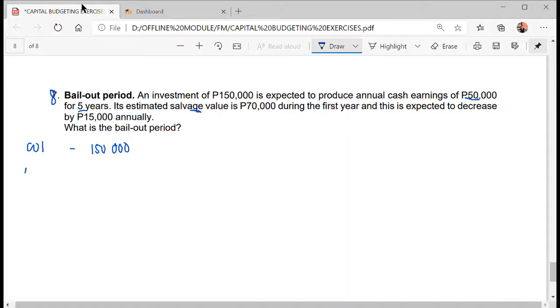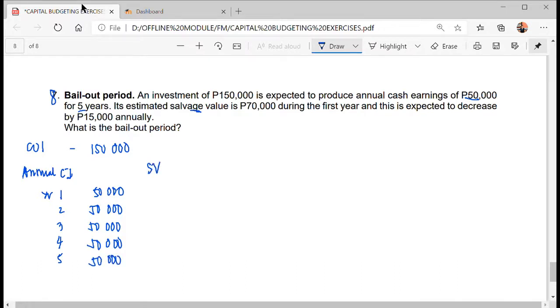So, you have the annual cash inflows. So, sa year 1, year 2, year 3, year 4, year 5. So, same ra gihapon siya nga 50. So, kung wala pa ni siya salvage value, dali ron tani kuhaon ang iyahang payback pero bailout man ni siya magamit sa salvage value. So 50,000 every year. And then ay salvage value nga 70,000 sa first year.